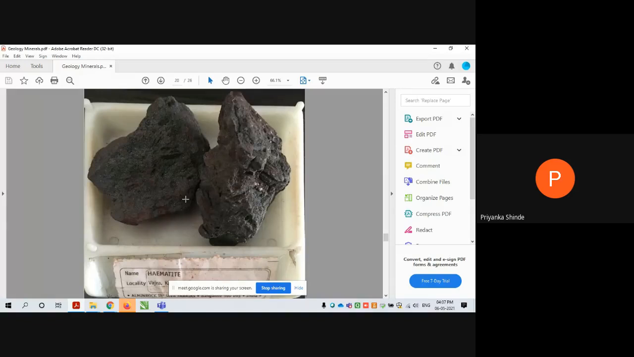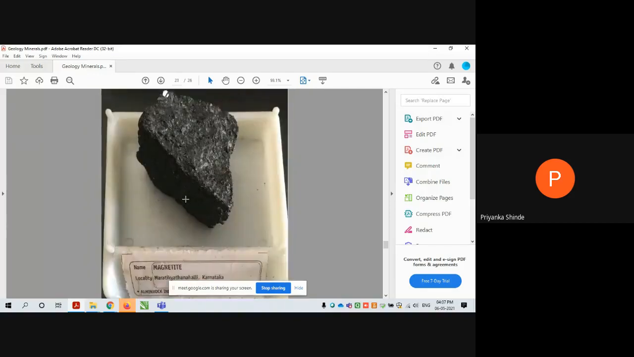Iron is very important for civil engineers, right? You can make steel from iron. For hardware, machinery, or construction purposes, everywhere you need iron. Iron is the main constituent which we use in the construction industry.